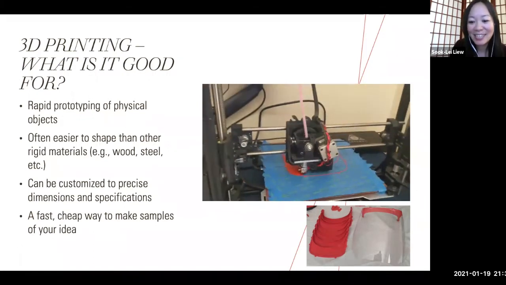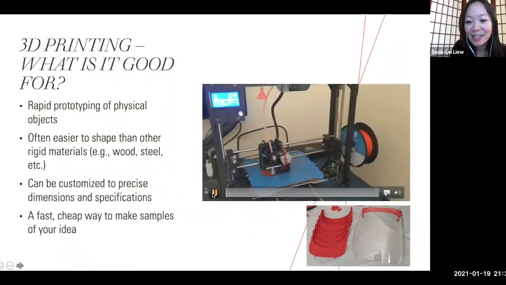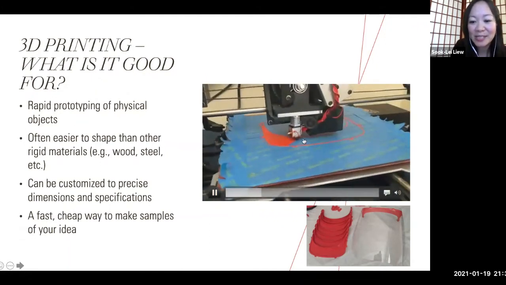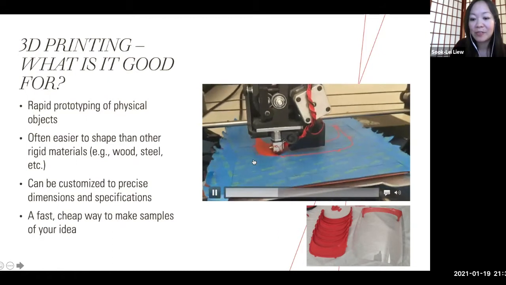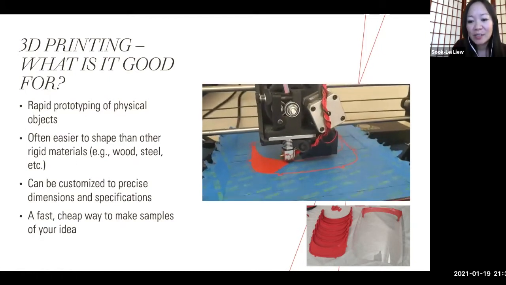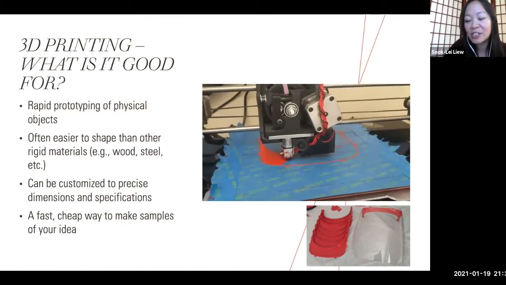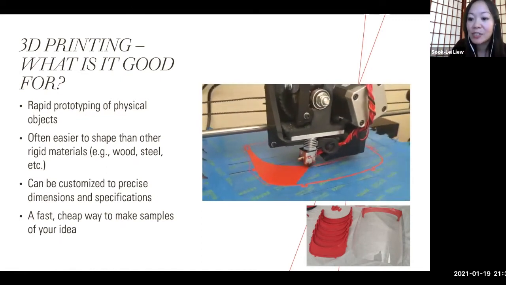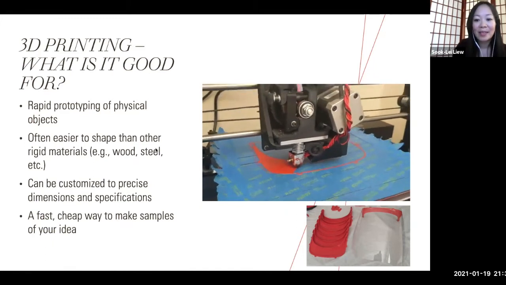So as you can see from this, it's not super glamorous. The way 3D printing works is it basically lays down layers of filament. This is just one layer, but after it finishes this first layer, it'll go back and print a second layer on top of that until it reaches the desired thickness.